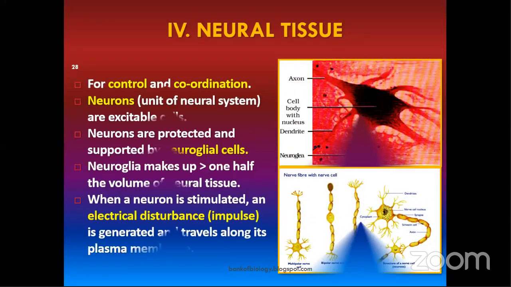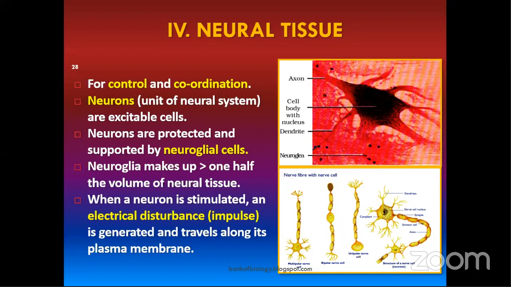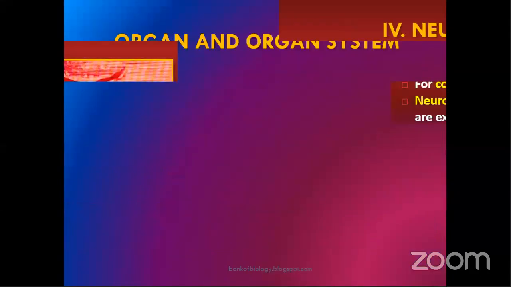Then coming to the neural tissue, this is for control and coordination. The individual units of neural tissue are called neurons. Neurons are protected and supported by neuroglial cells. Understand this, neurons are protected and supported by neuroglial cells. Neuroglia makes up one half of the volume of the neural tissue. When the neuron is stimulated, an electrical disturbance, that is an impulse, is generated and will travel along the plasma membrane.